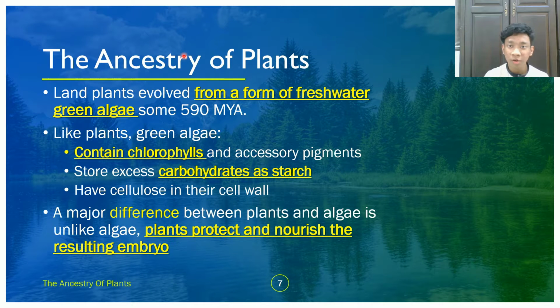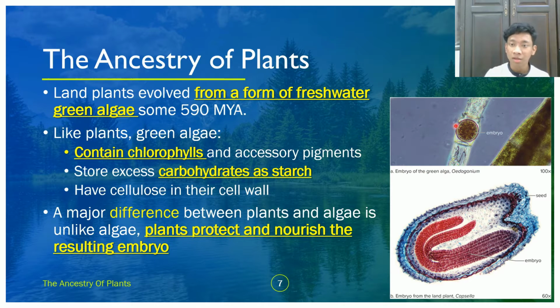So, the ancestry of plants. Plants are thought to have evolved from freshwater green algae about 590 million years ago. Because of that, green algae and plants share some similarities in their traits. They contain chlorophylls and accessory pigments involved in photosynthesis. They store excess carbohydrates as starch, and they have cellulose in their cell walls. Besides these similarities, there is a major difference: plants protect and nourish the resulting embryo while algae do not.